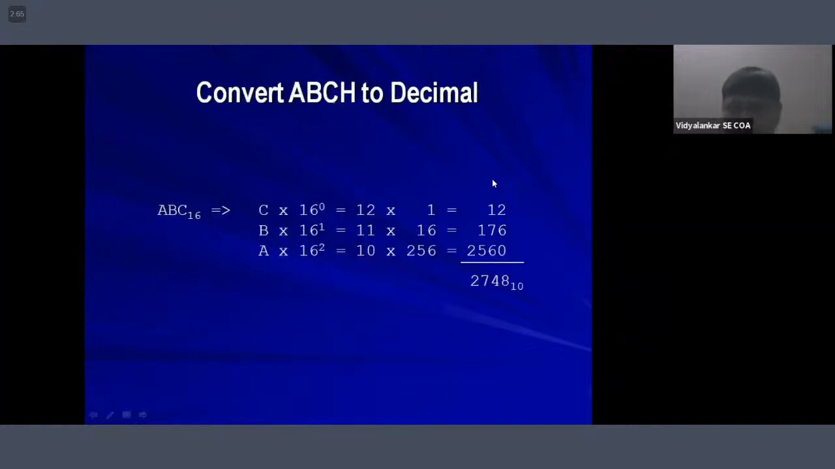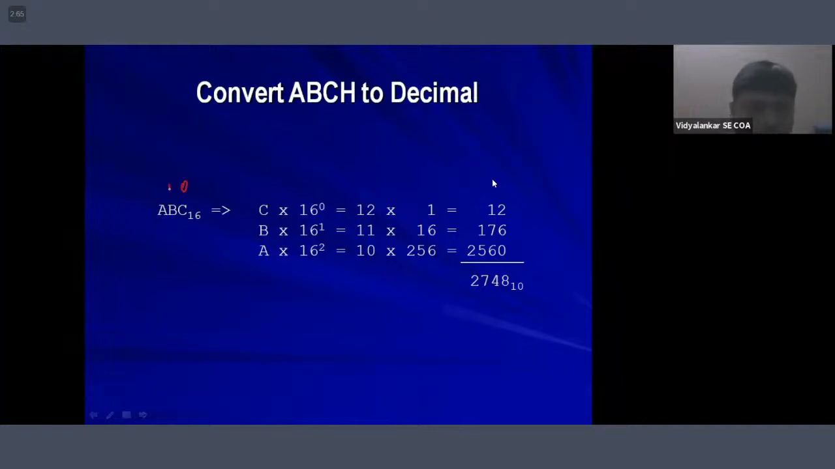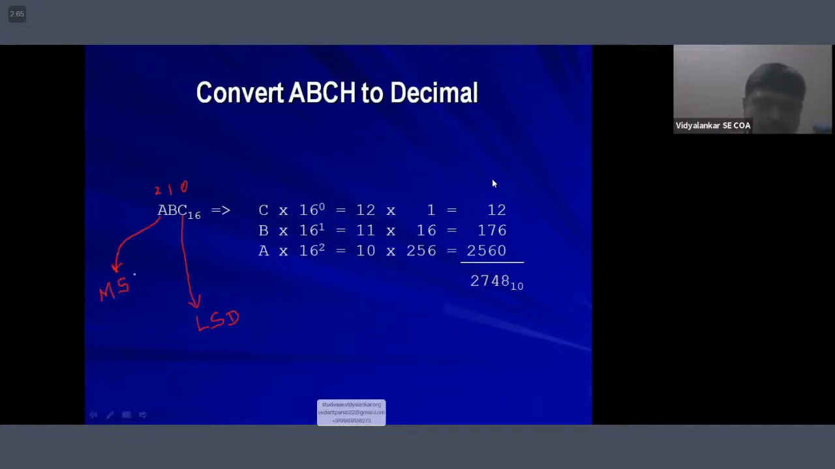I want to convert ABC hexadecimal, H stands for hexadecimal, or you can write 16 as the base, into decimal. You will find again the same uniform method. Only values are changing, the algorithm is same. This is my weight 0, this is my weight 1, and this is my weight 2. Like I said, this particular digit has the smallest weight, which is called the least significant digit, LSD. In binary we call it LSB. And this particular digit has maximum weight, so this is called MSD, the most significant digit.